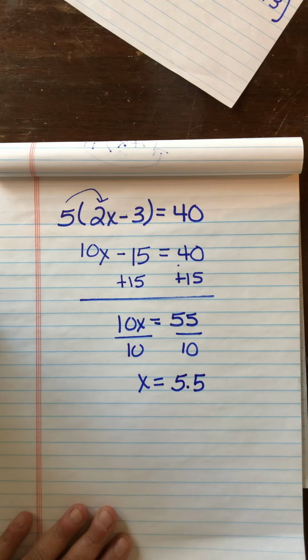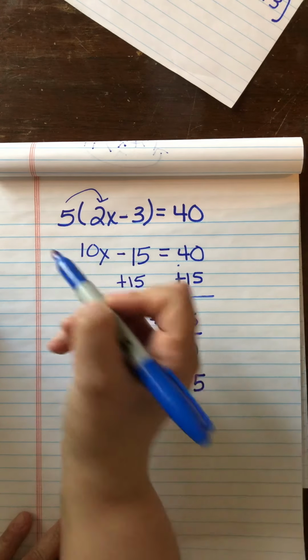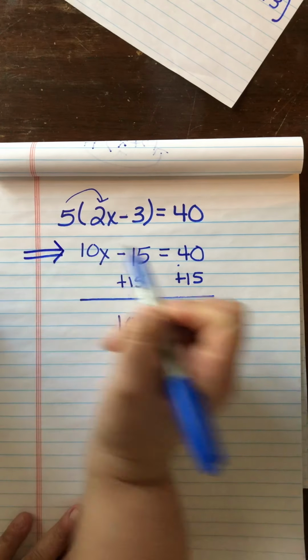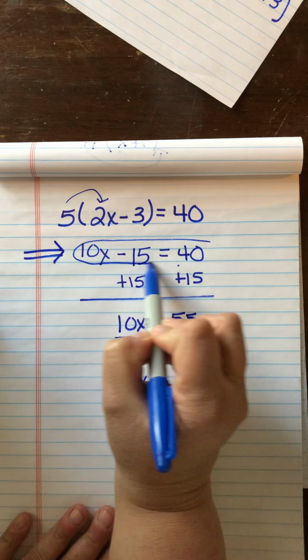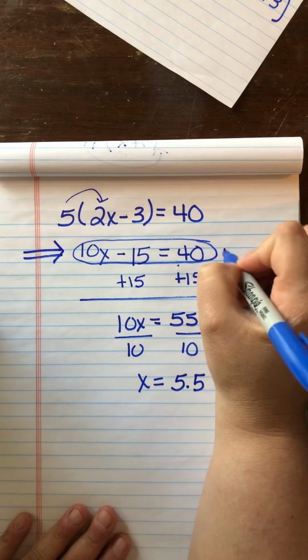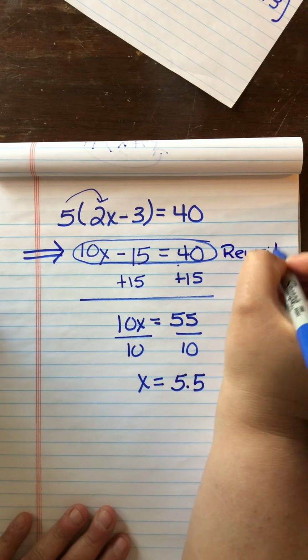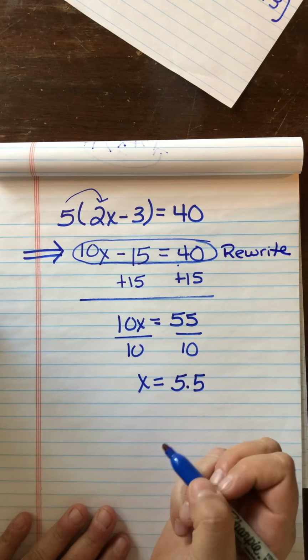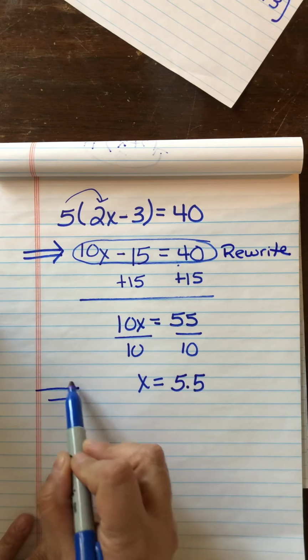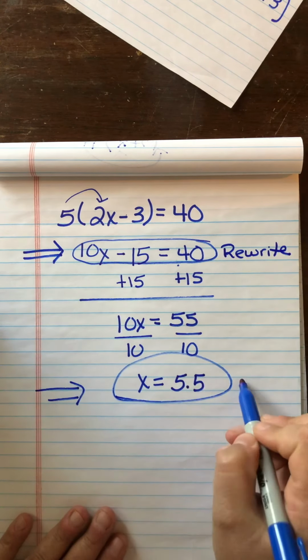The first step asks you to rewrite, and that's what I have here. So I want to see this when it asks you to rewrite. And then it's going to ask for the solution. And so I'm going to ask to see this.